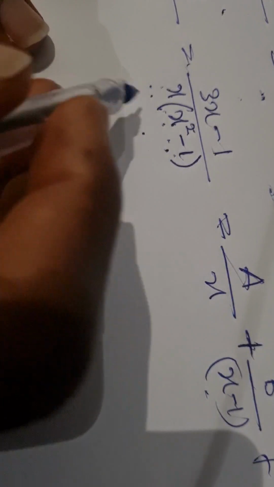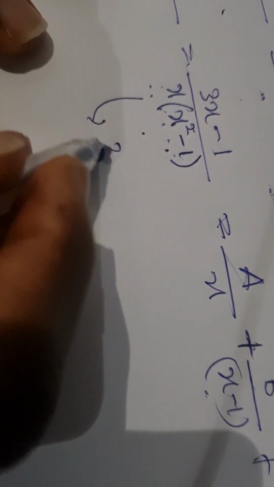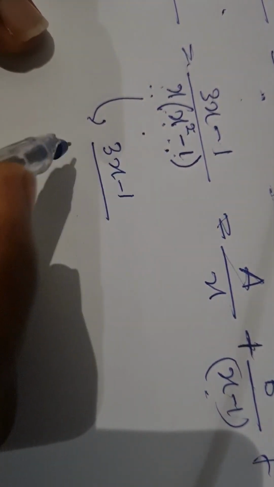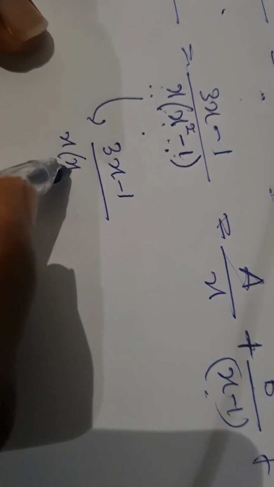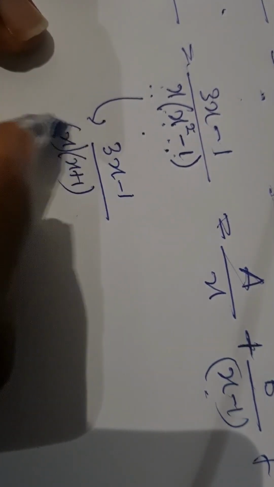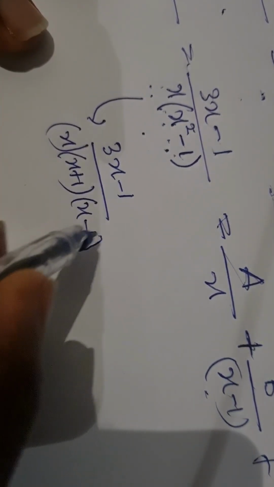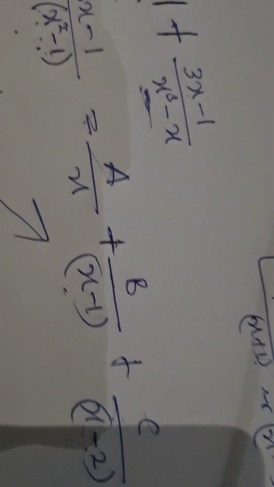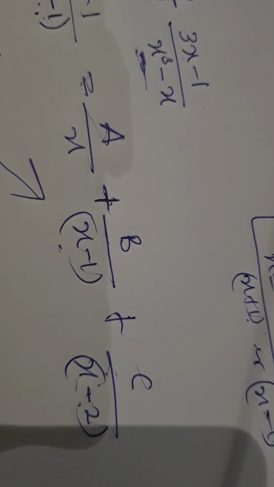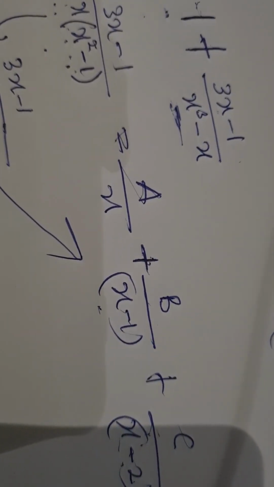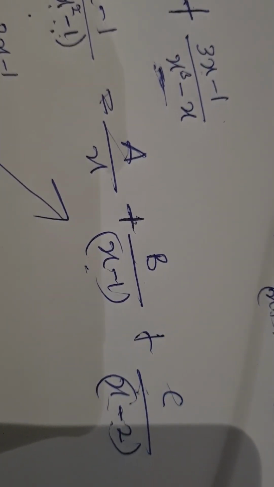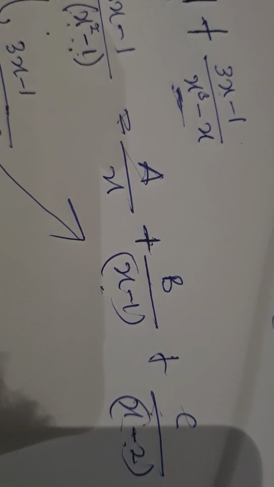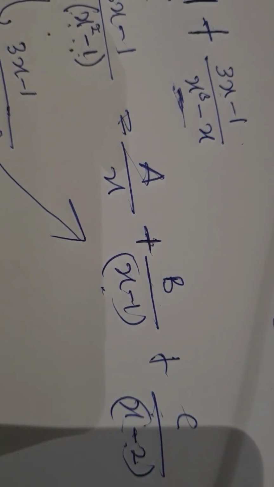So let me just write it so you understand. From here you have that 3x minus 1 over x into (x plus 1)(x minus 1), right? From there you now have all of this. I just hope you're following. You can see it. So we have done this now. Now the next thing we are going to do is to use the cover-up method here.